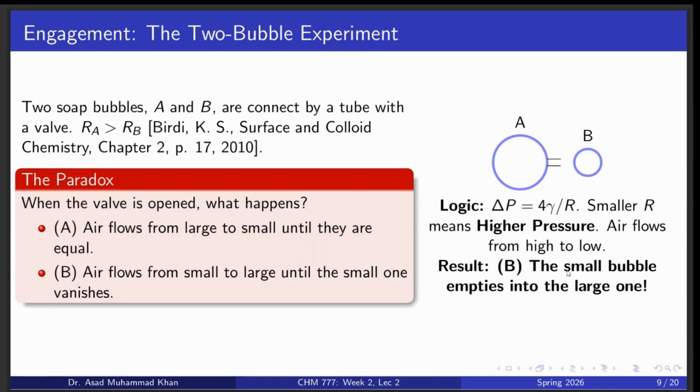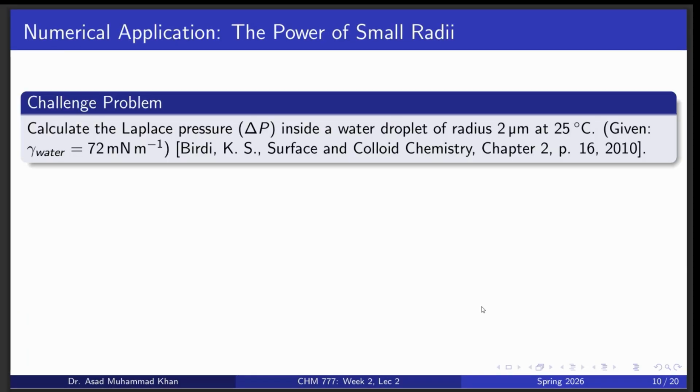So we see that the small bubble empties into the larger one. Now calculate the Laplace pressure inside a water droplet of radius 2 microns at 25 degree Celsius.